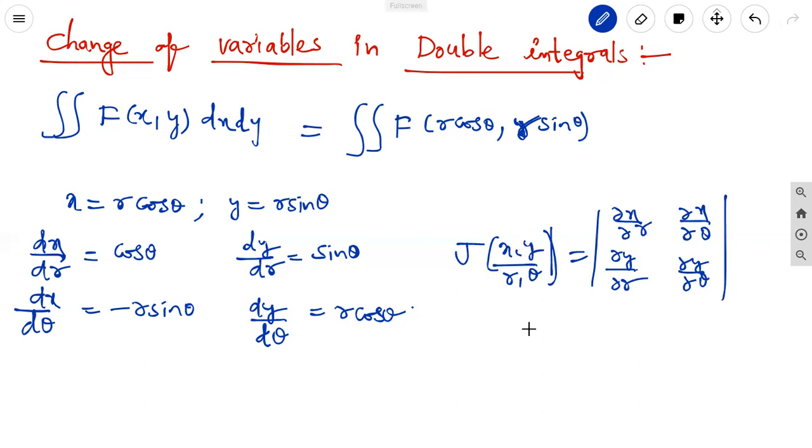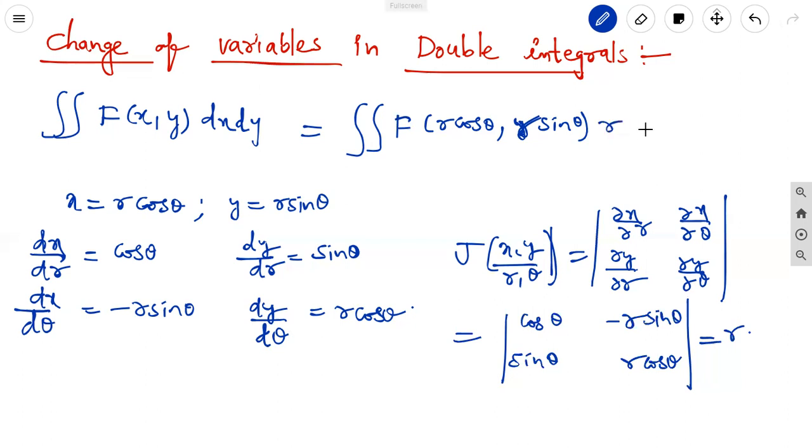Here it is equal to the modulus of the determinant cos theta, minus r sin theta, sin theta, r cos theta. Finding the determinant: r cos square theta plus r sin square theta. The determinant we are getting is r. So the function changes into polar form, f of r comma theta, r dr d theta.